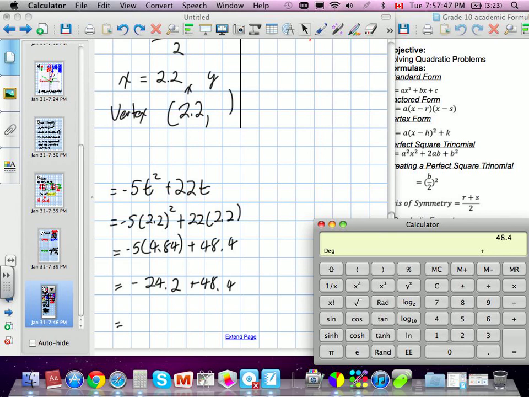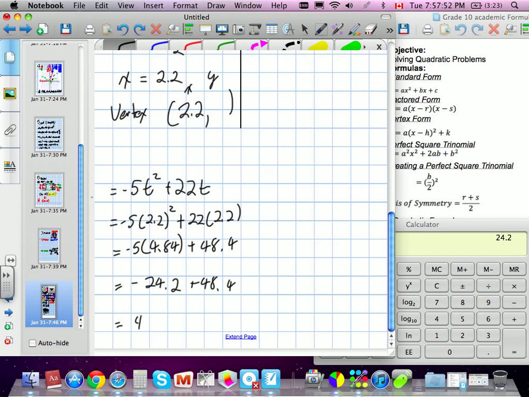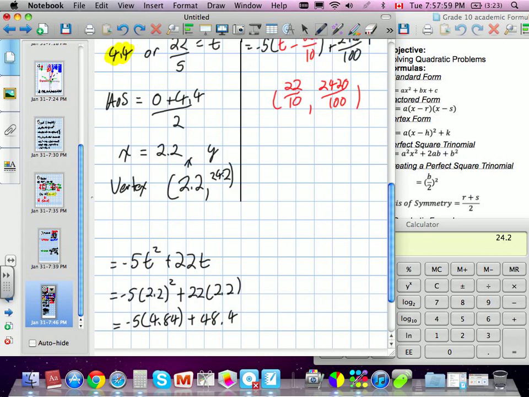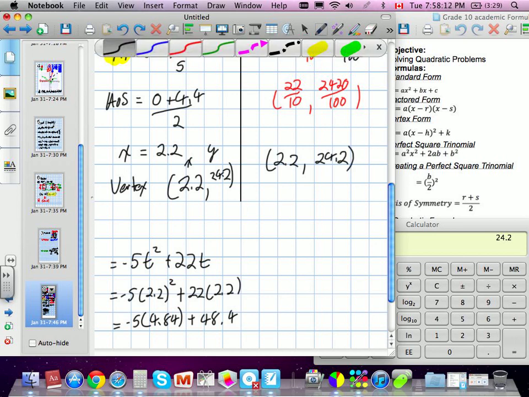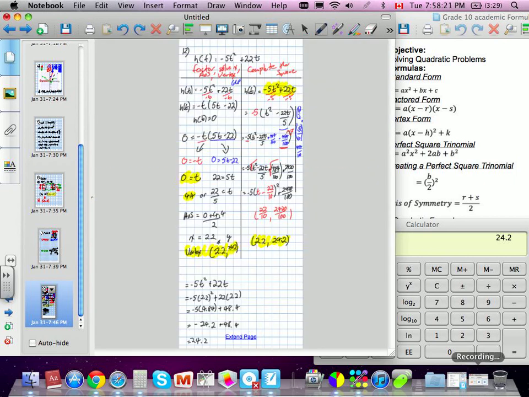Okay? And when you divided those fractions, is that what you got for your vertex? 24.2. And our x value here was 22 divided by 10, which is 2.2. 2,420 divided by 100 is 24.2. Either of them got you the right answer. Which you felt more comfortable with is a different question. Okay? So we got our vertex on the left, and we got it on the right. There's quite a bit we could have done in that question. Okay? Does that one make sense?